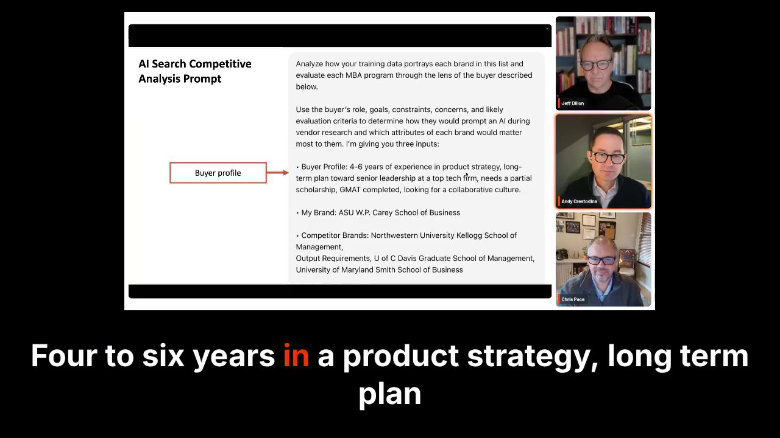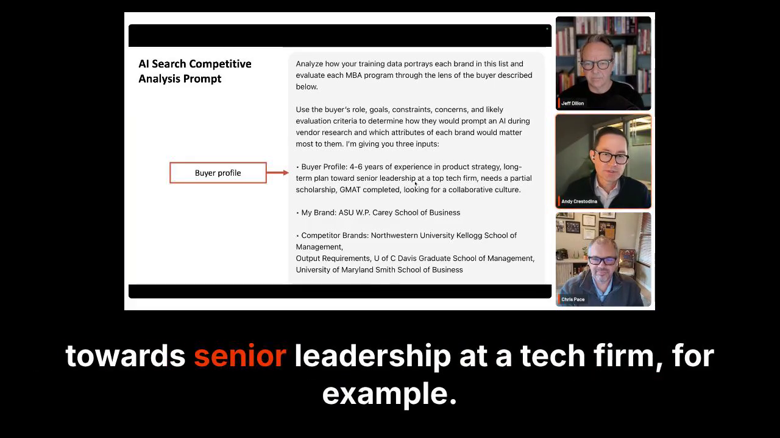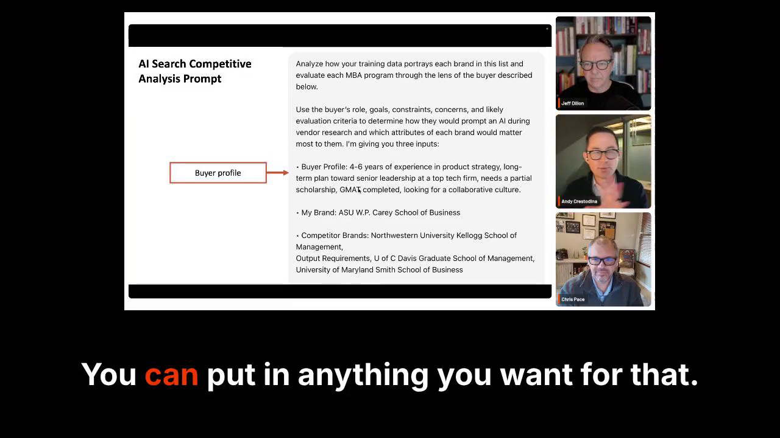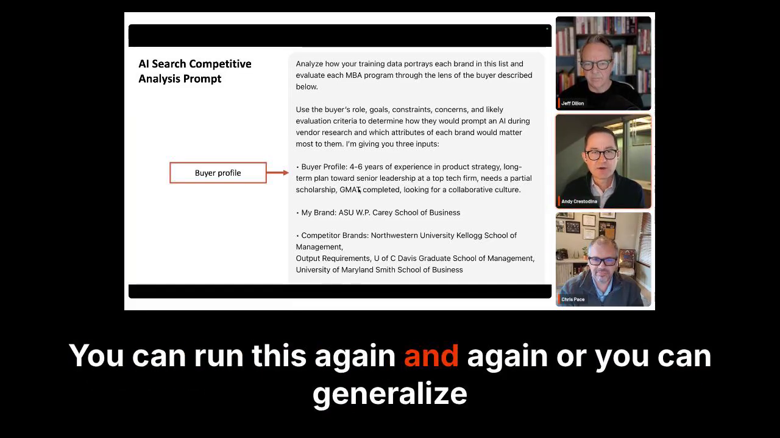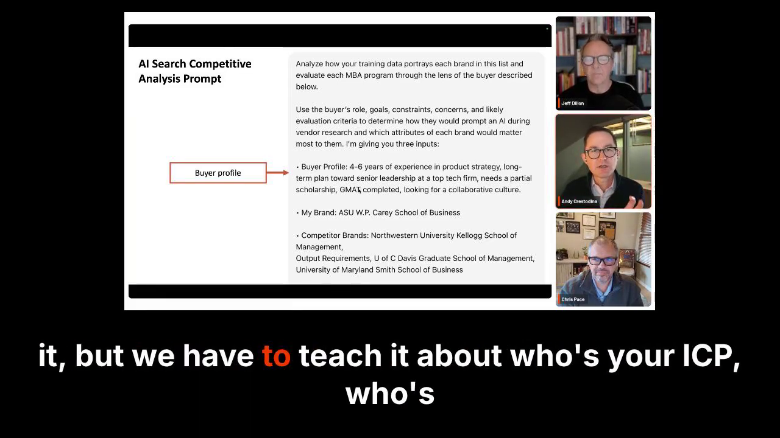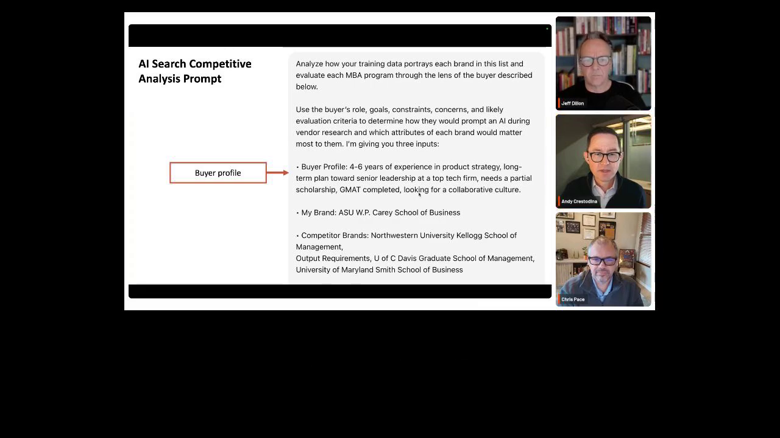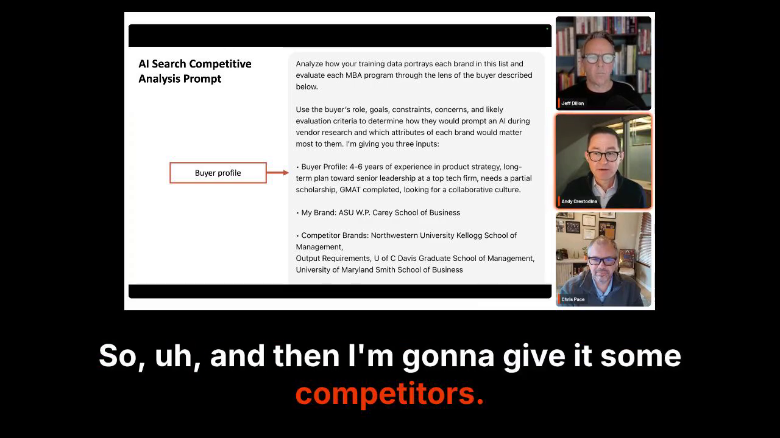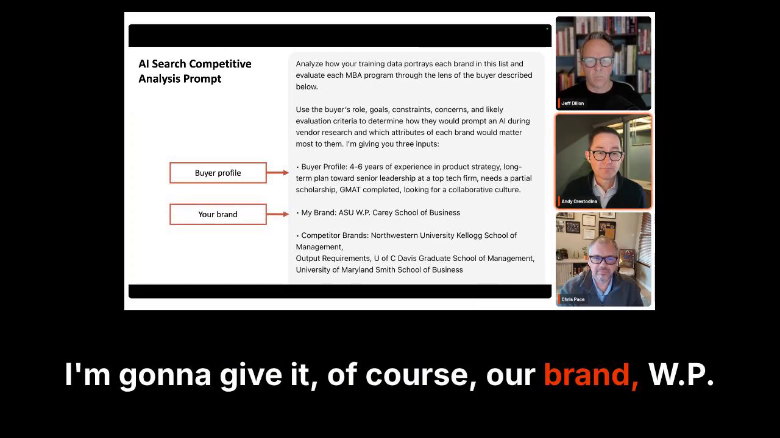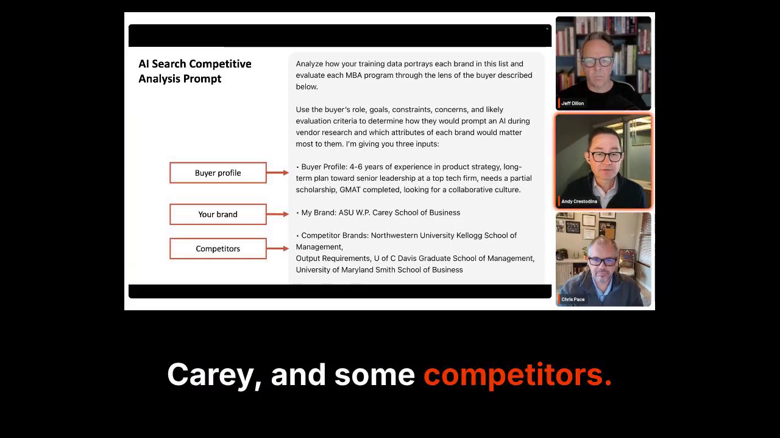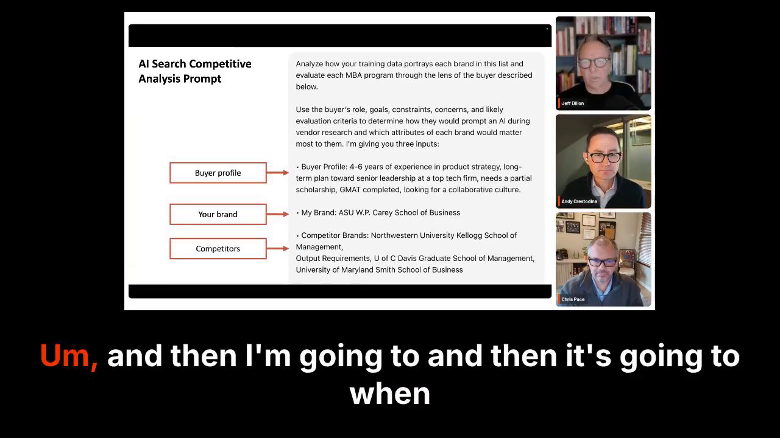4 to 6 years in product strategy, with a long-term plan towards senior leadership at a tech firm, for example. You can put in anything you want for that. You can run this again and again, or you can generalize it. But we have to teach it about who's your ICP, who's your ideal buyer, who's your most likely applicant or patient. And then I'm going to give it some competitors. I'm going to give it, of course, our brand, WP Carey, and some competitors. I just picked a few.